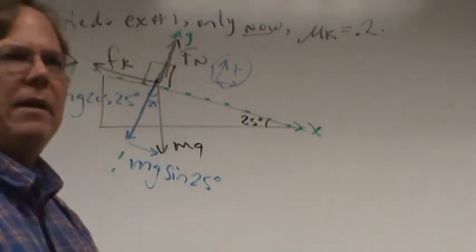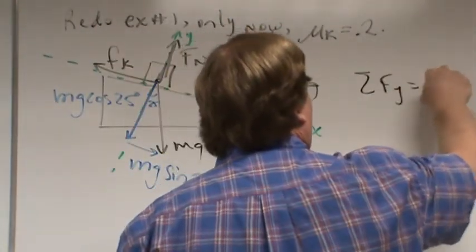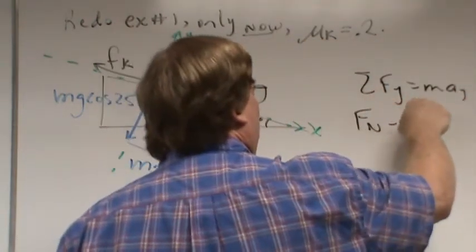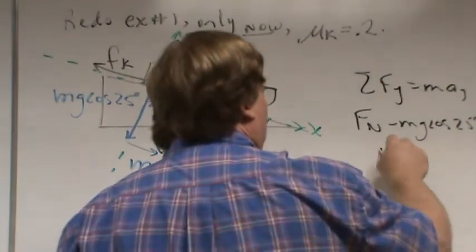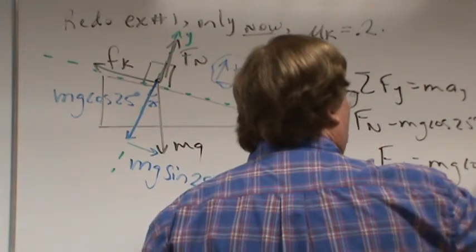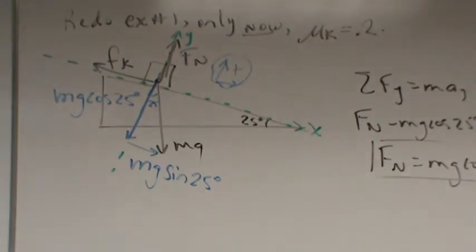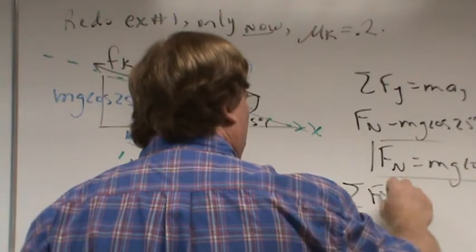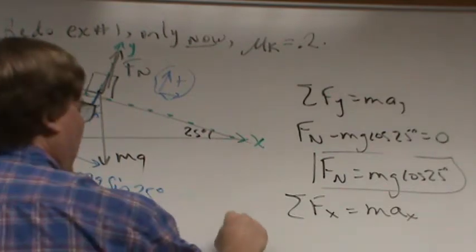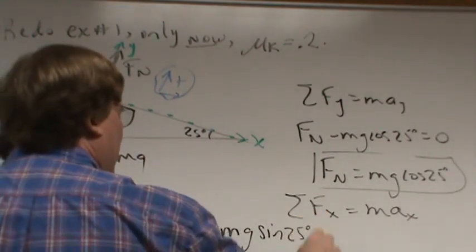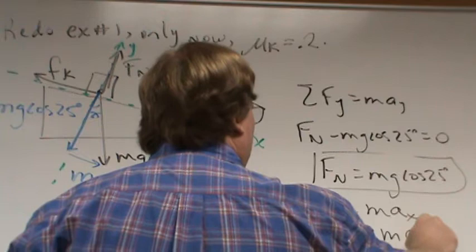So, let's go ahead and find our acceleration. Sum of the forces in the y direction equals may. Normal force minus mg cosine of 25 degrees equals 0. And as happens virtually every time, my normal force is mg cosine of 25 degrees. Now I'm ready to consider the x direction. Sum of the forces in the x direction equals max. I've got two forces in the x direction, mg sine 25 bringing it down the ramp, and kinetic friction force resisting that motion. And this equals max.